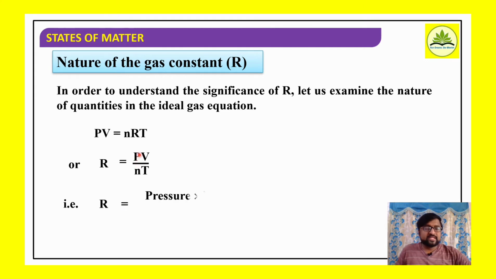R is equal to, what is P? P is nothing but pressure. What is V? V is the volume of a gas, divided by n. What does n indicate? n indicates the number of moles of a gas. And T is the temperature. So I repeat, the mathematical form R is equal to PV by nT, written in terms of words: pressure into volume divided by moles into temperature.